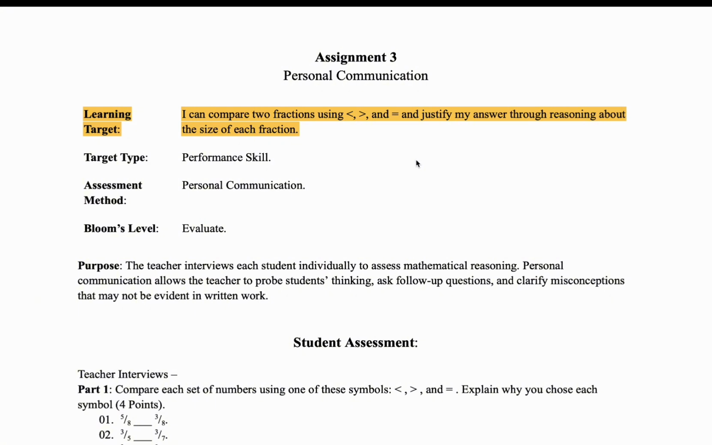The purpose of this assessment method is to allow the teacher to listen to students' mathematical thinking and ask follow-up questions to identify misconceptions that may not appear in written work. This focuses on reasoning, so that's why I chose the personal communication assessment. Students will complete a teacher interview where they compare different fractions and explain their reasoning.